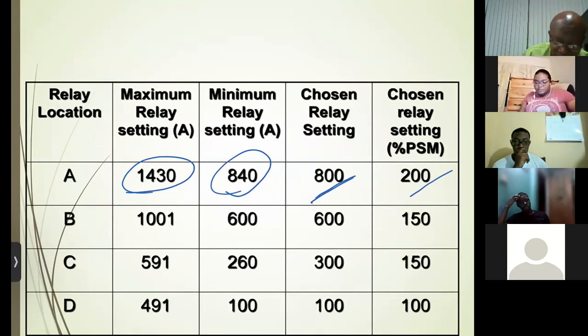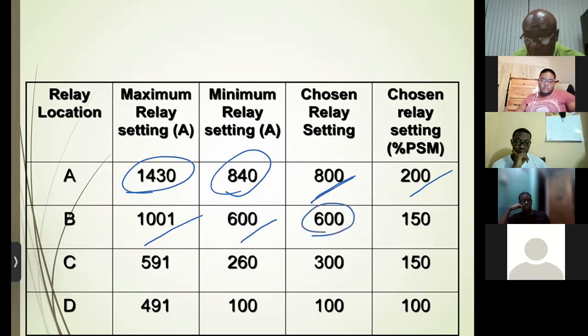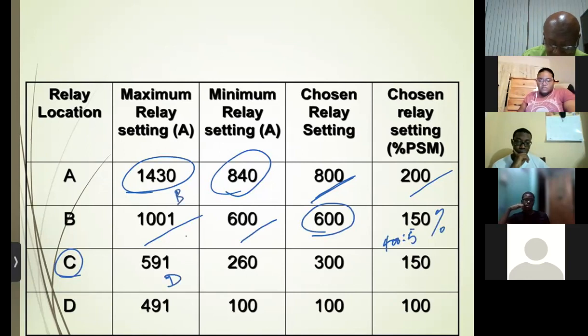At B, it's half the minimum fault at C and twice the maximum load at B. So we use a selection of 600, which corresponds to 150% of the 400 to 5. For C, it's a minimum fault current at D. So this would be B, this would be C, and that's D, and twice the maximum load at C.